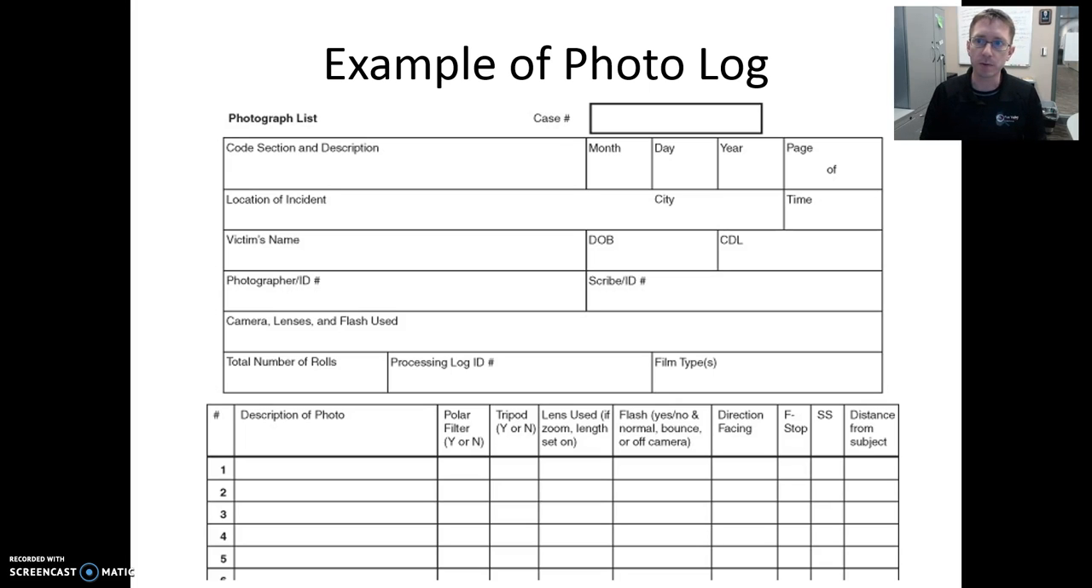Next video, we're going to be talking about the sketching and diagramming process. If you have any questions, let me know.